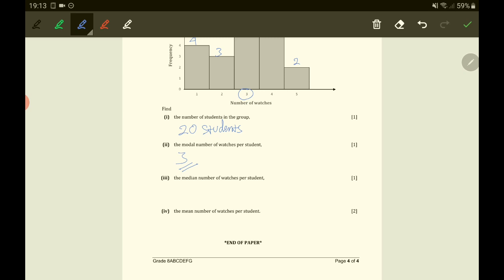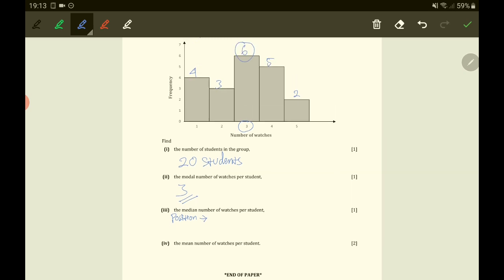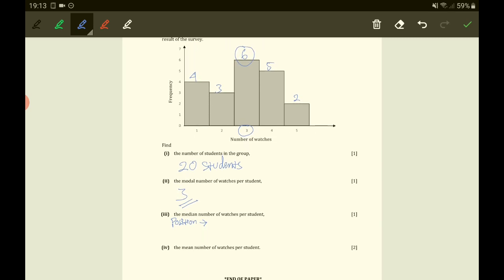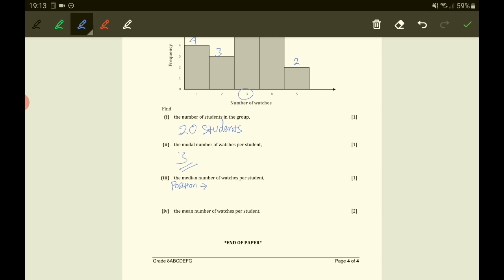And the median number of watches per student. To find the median, you need to find the position first. The position is the total number of data plus 1, divided by 2. We have 20 students, so 20 data. So 20 plus 1 divided by 2 gives 10.5. So the location of the median is at position 10.5.